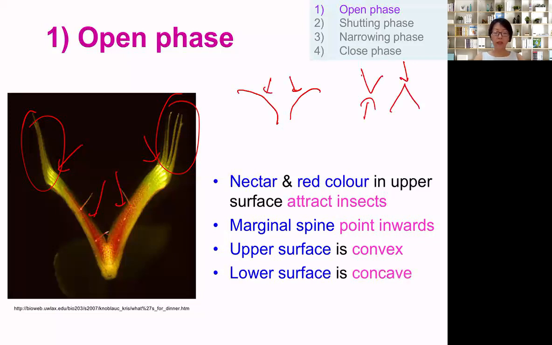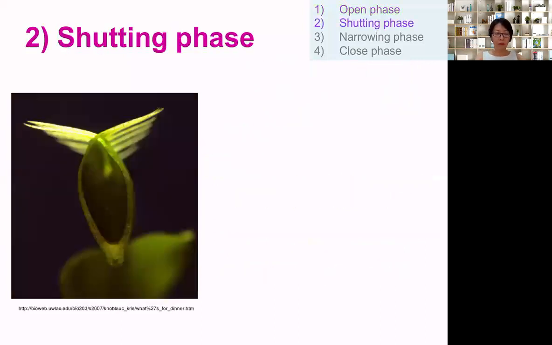Then the lower surface is concave. You see here, this looks like a cave, so it's called concave. This one is convex because of the pointing outwards, okay? So the upper surface is convex, the lower surface is concave, right? So why? Because you want to stretch and show the red color, isn't it? You want to show the red color and you want to show the nectar, okay?